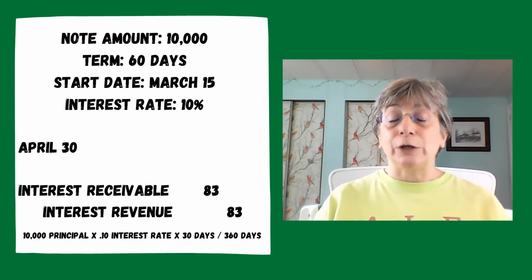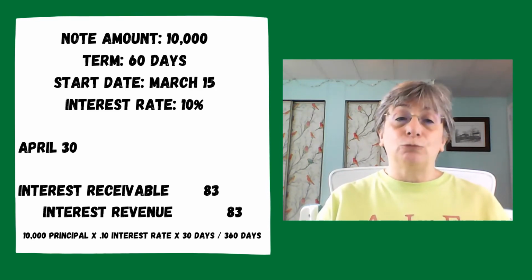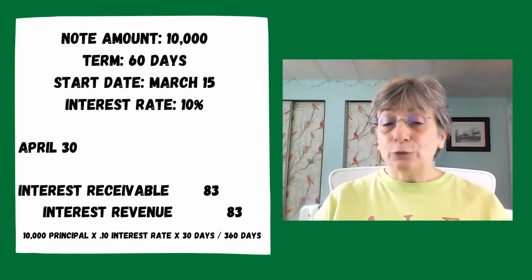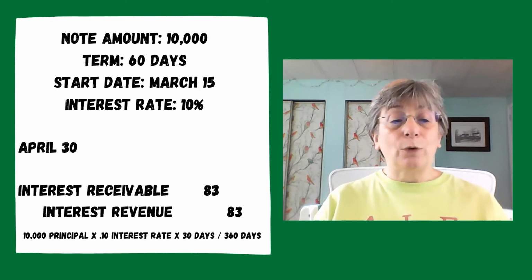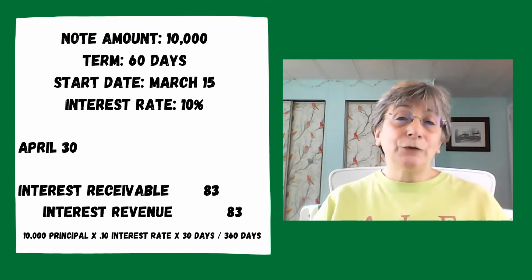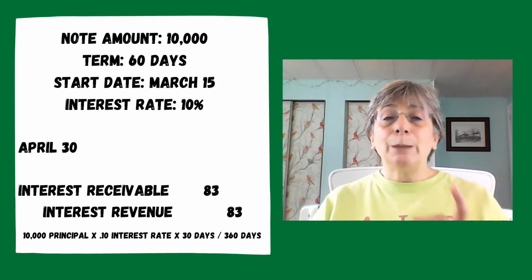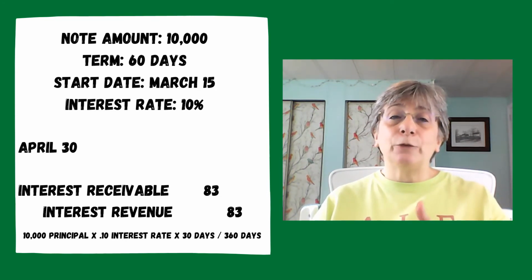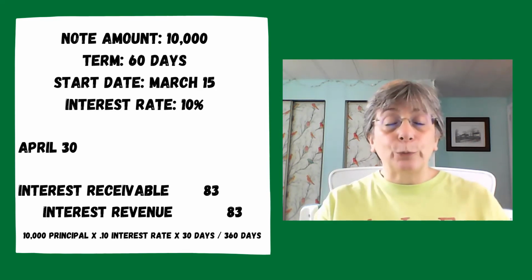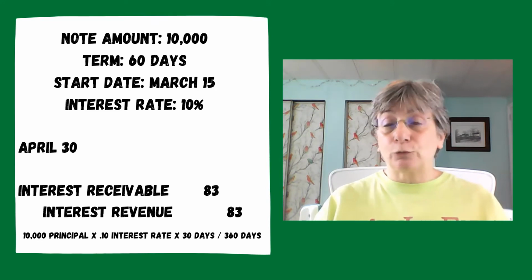We're doing our adjusting journal entries for April. We need to book our April interest revenue. We're going to debit interest receivable and credit interest revenue. And the way we come up with that amount of $83 is we take our $10,000 principal times our 10% interest rate times 30 days divided by 360 days, or 365, and that gives us our $83 of interest revenue for the month of April.